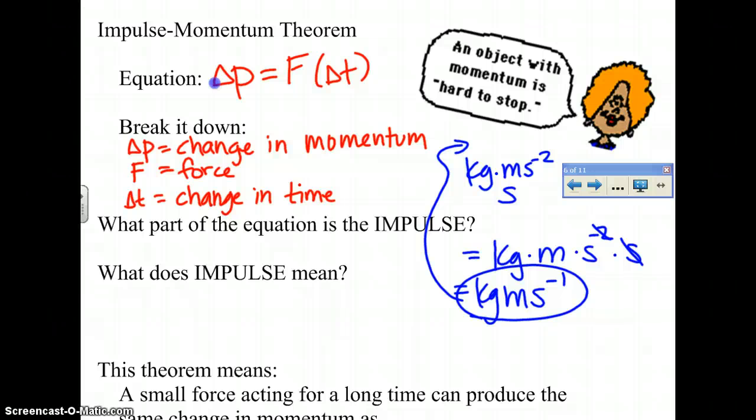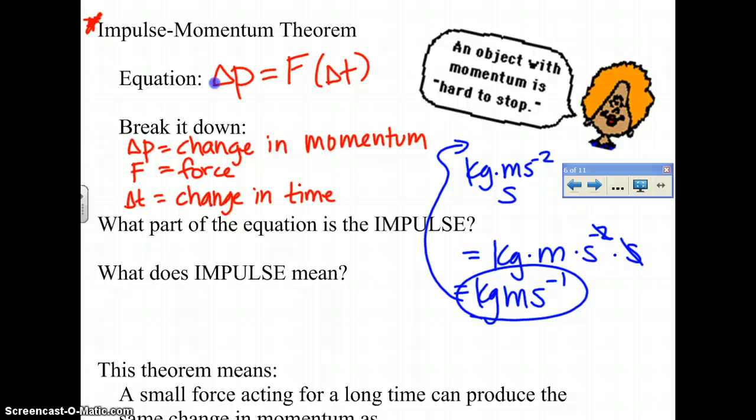Okay, so what part of the equation is the impulse part? This is what I want you to do. I'm trying to get you to look at the title right here. The title says Impulse Momentum Theorem. You know what momentum is, right? What variable is momentum, guys? Please say it out loud. What variable is momentum? Yeah, technically change in momentum, delta P.